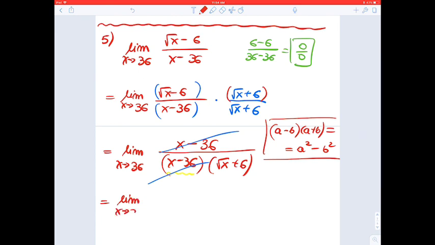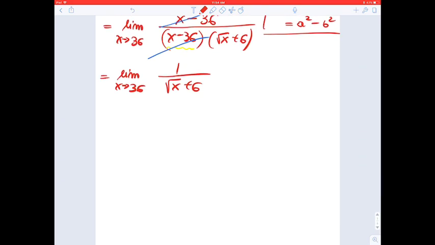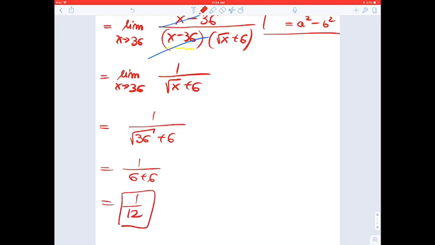Limit as x goes to 36, and now I can definitely use the direct substitution. Square root of 36 plus 6. 6 plus 6 is 12. 1 over 12 is the finite answer. That means again the limit was at 36. That means this is 36, and the limit is 1/12.